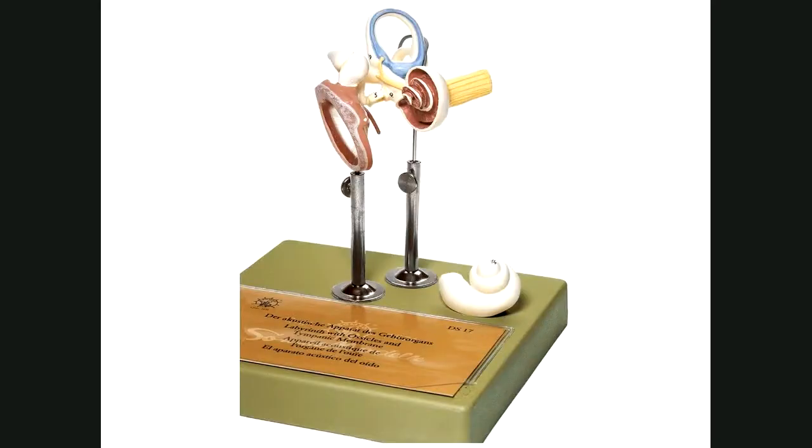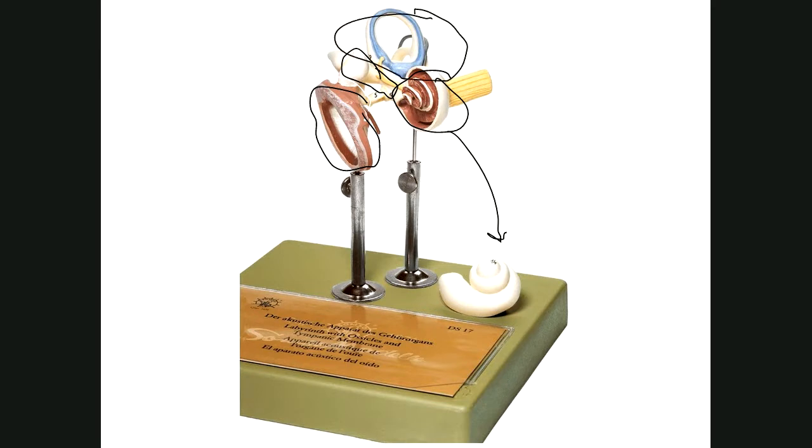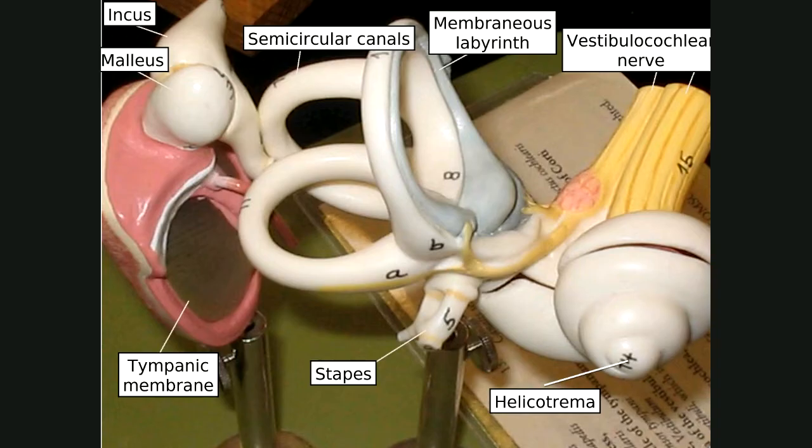If you take all that out, it looks like this. There's our tympanic membrane, our eardrum. There's the 3 little bones. There's the cochlea, part of it's been removed. And then there's the semicircular canals and vestibule. Any questions?